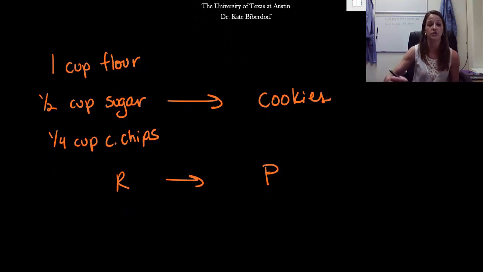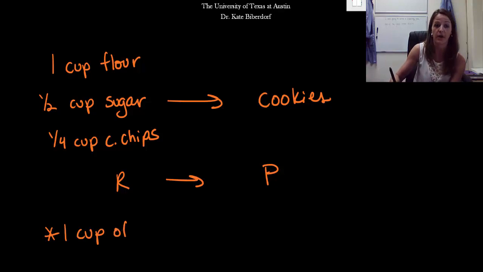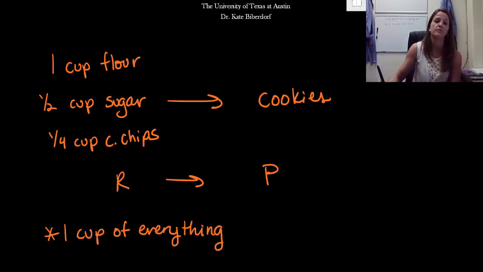So you go to your pantry and you see that you actually have 1 cup of everything. So you have a cup of flour, a cup of sugar, and a cup of chocolate chips. Can you make cookies? Well, let's go through it. We need a cup of flour, we have a cup of flour. Perfect, not an issue. We need a half a cup of sugar, but we have a cup of sugar. So we actually have a half a cup of sugar extra. Perfect, not a big deal.